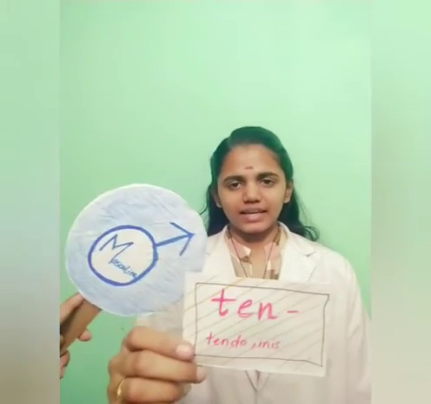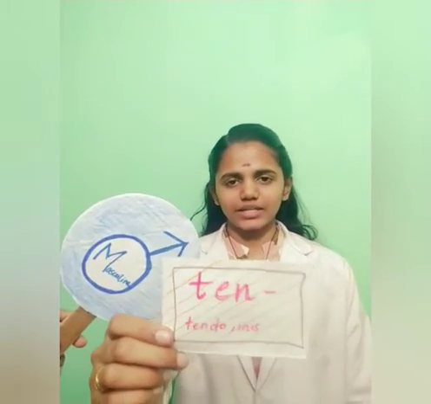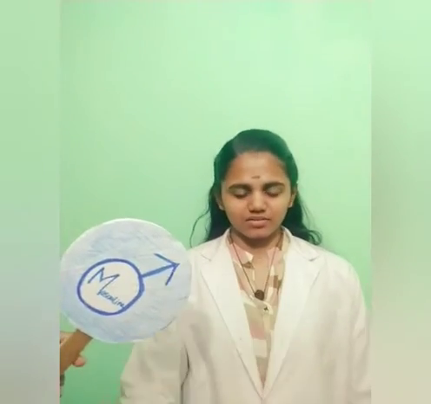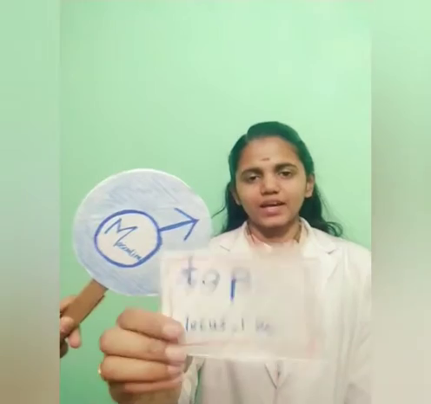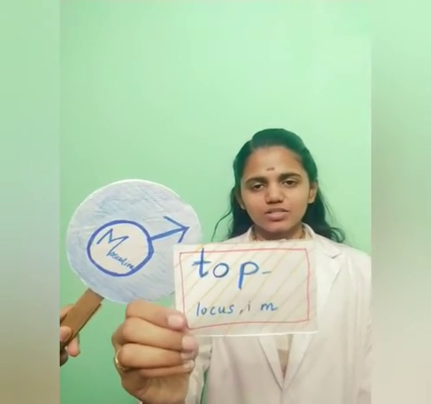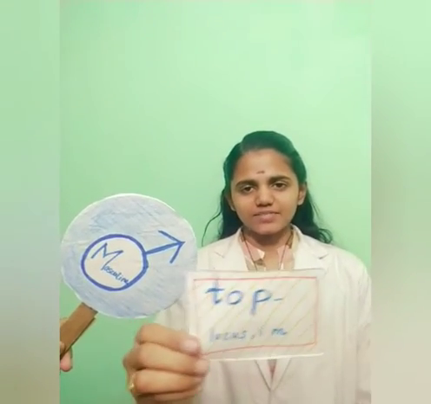Second last is ten. In Latin equivalent is tendo or tendinis. It means tendon. And the last one is top. Latin equivalent is locus or loci. It means place.